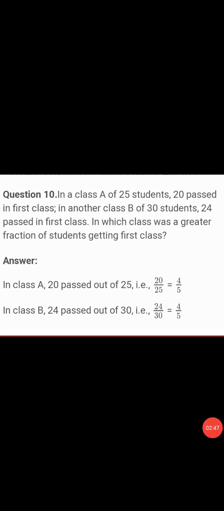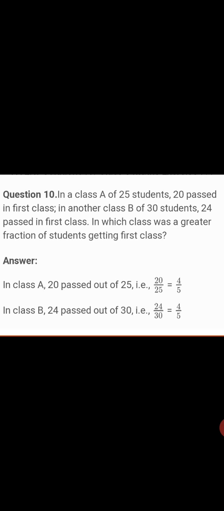Next question 10. In class A of 25 students, 20 passed in first class. In the other class B of 30 students, 24 passed in first class. In which class was a greater fraction of students getting first class?